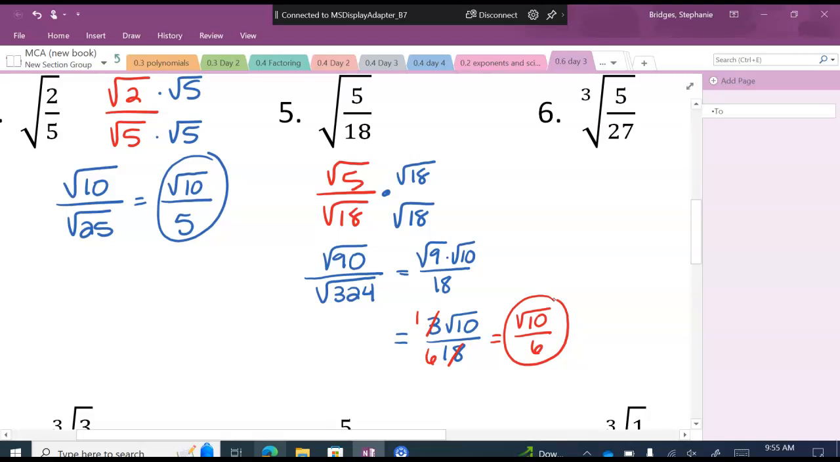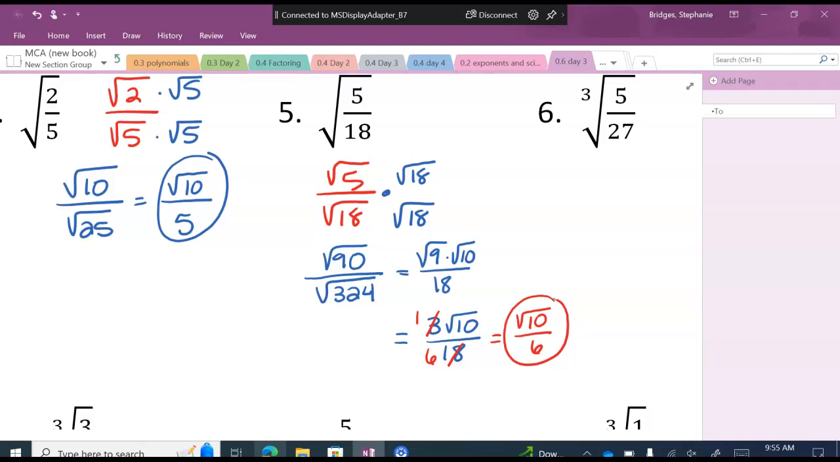That makes sense? Then what's the radical that I have to get rid of now? It's a much smaller number. 2. So all I have to do is multiply the top and the bottom by the square root of 2. Right? Which gives me then the square root of 10. And this is going to be 3 times what? 2, which gives me 6.